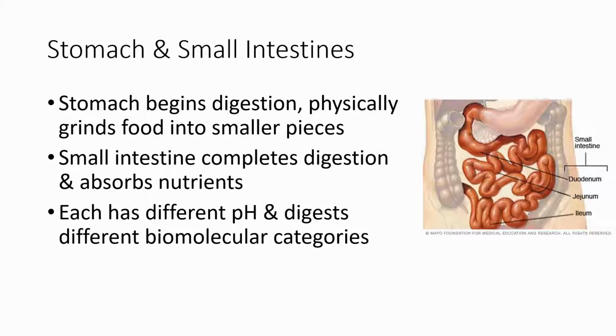The digestion is going to happen mostly with enzymes, and these enzymes have different pHs at which they function better. So the stomach and the small intestine have dramatically different pHs. If you take an enzyme from the stomach and put it into the small intestine, it will not work because the pH is wrong. And vice versa. So each of them has slightly different conditions to allow for digestion of different molecules.